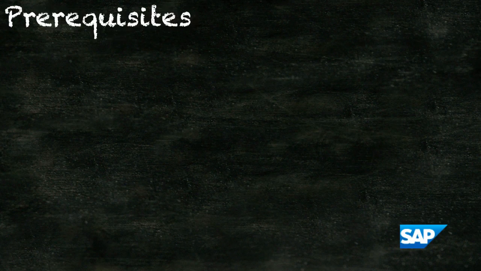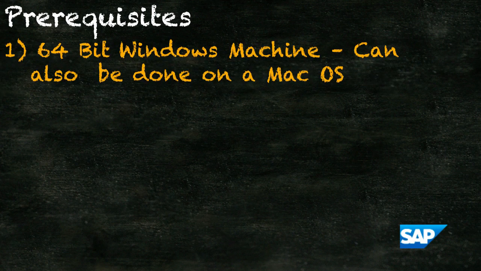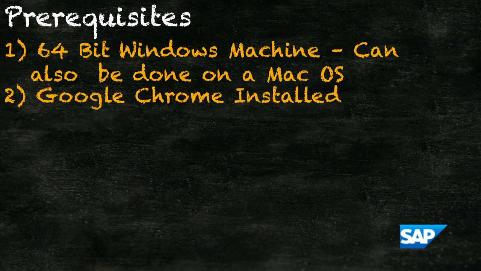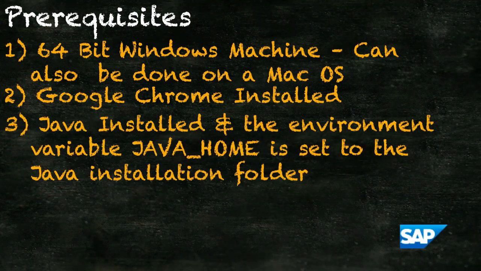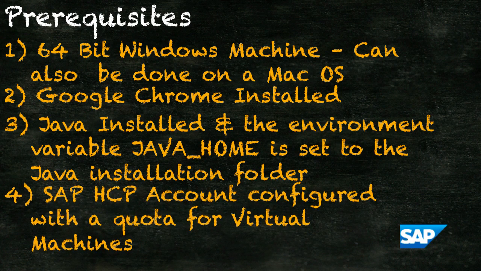There are some prerequisites for this lesson. The first is that you need a 64-bit Windows machine. However, this can also be performed on a Macintosh operating system. You have Google Chrome installed, you have Java installed, and the environment variable JAVA_HOME is set to the Java installation folder. And finally, you have an SAP HANA Cloud Platform account with a quota for virtual machines.